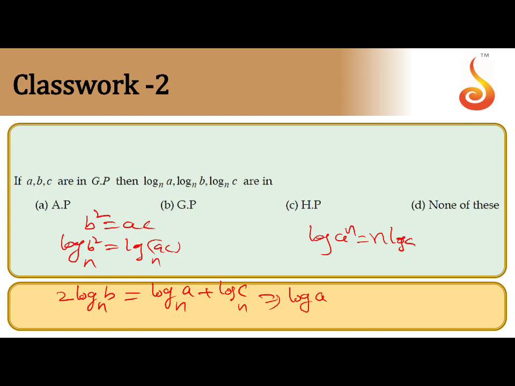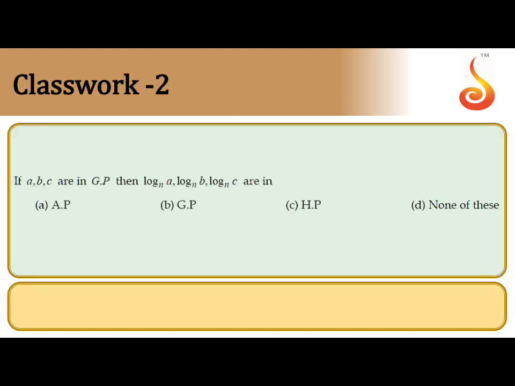We call that they are in AP with base n. So what is the answer here? We have understood that if a, b, c are in GP, then log a, log b, log c are in AP only. So a, b, c in GP, logarithms of the numbers always form an AP. This is the standard property. On looking at the question, you can take it directly also. Check the answer. Option A.